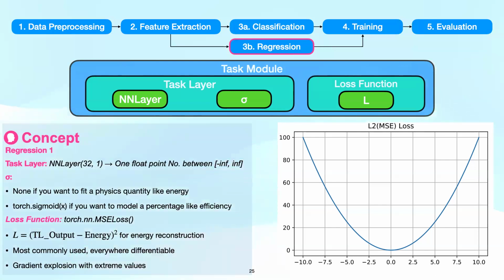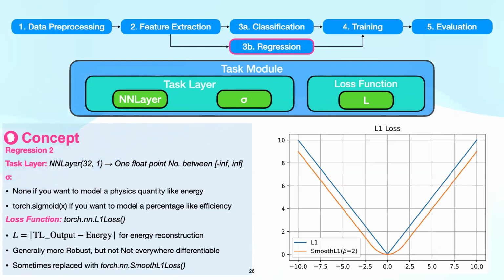But if you want to model something like a neutron capture efficiency or some kind of efficiency, you know your efficiency can only vary between 0 and 1, then you can feed it into a sigmoid function. For the loss function, you should just use the mean square error loss, which is plotted like this. It's actually very easy. You just take your neural network output minus the energy and you square it. This is the most commonly used.